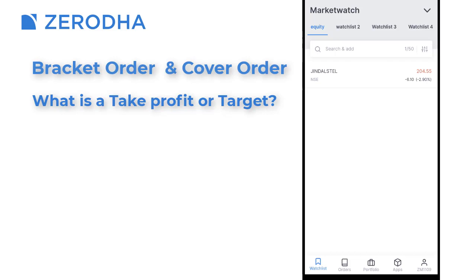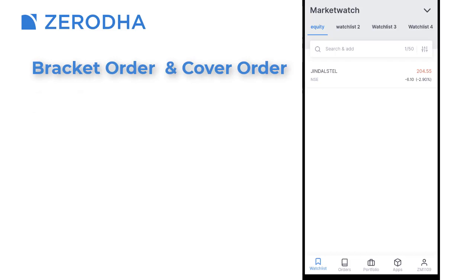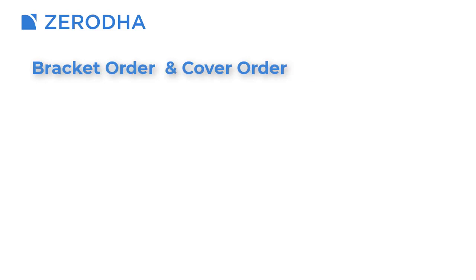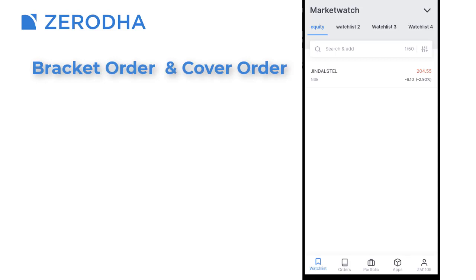Now let's come back to the bracket order. The bracket order that we use in Zerodha has to go with a compulsory stop loss and a take profit. So when you enter a trade, you have to enter a take profit and stop loss. And on the bracket order, along with stop loss and take profit, you also can add a trailing stop loss, which is optional. If you want, you can add it.